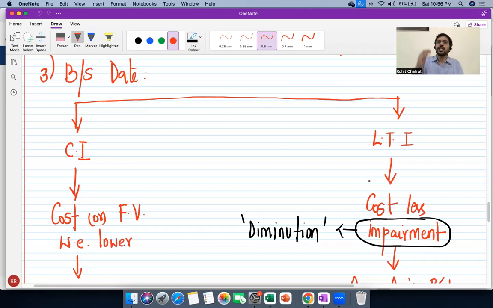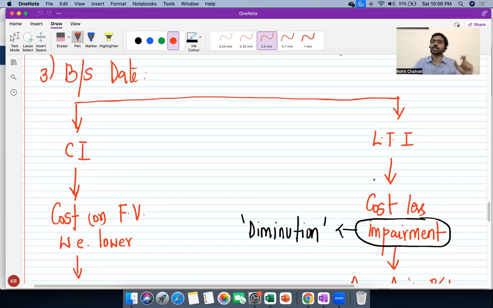Just like how for debtors, you show the gross amount minus provision for bad and doubtful debts, over here also for long-term investments, you're going to show cost less provision for diminution in the value of investment, and then you will show a net amount. All right. So that is a balance sheet date measurement.